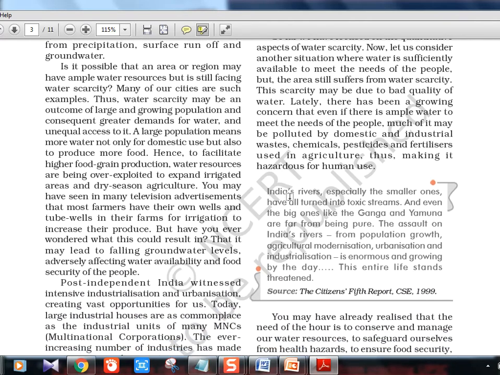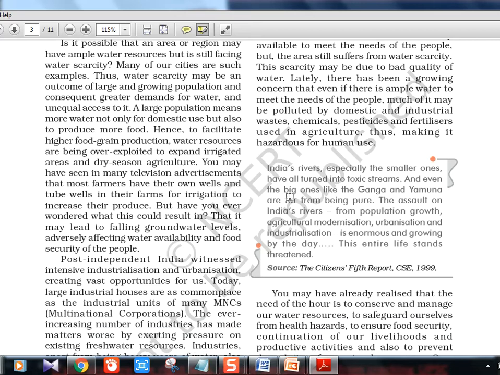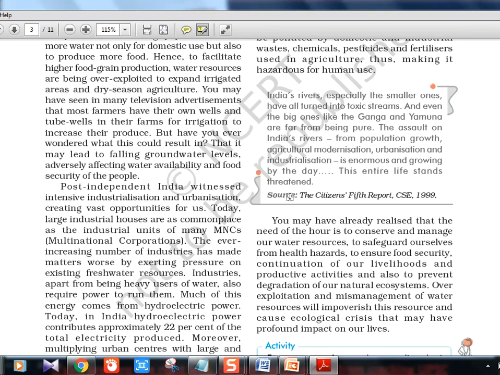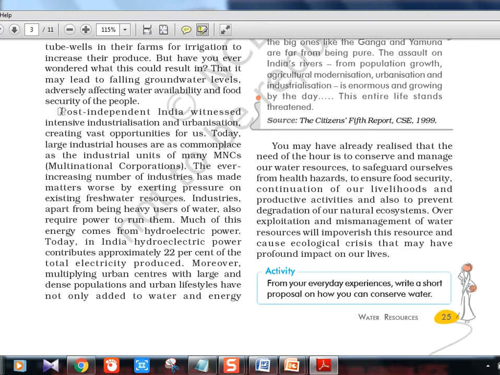Examples of a lot of cities, not much takeaway, that's why I'm not reading it out. Okay, we'll see here. Post-independent India witnessed intensive industrialization and urbanization, creating vast opportunities for us. Today, large industrial houses are commonplace, as are the industrial units of many MNCs. A lot of MNCs are there, so today it's common, but post-independence it was something new.